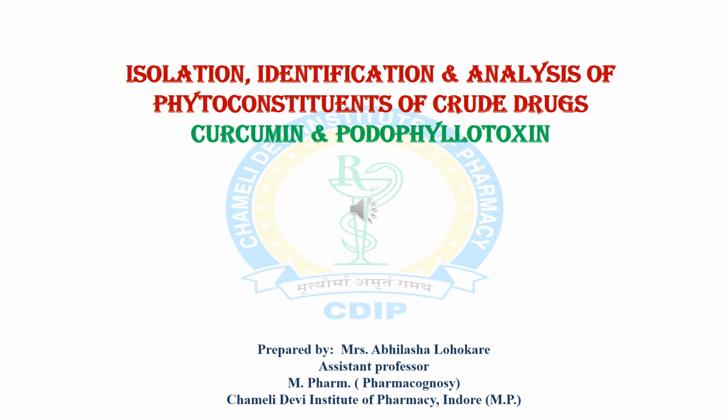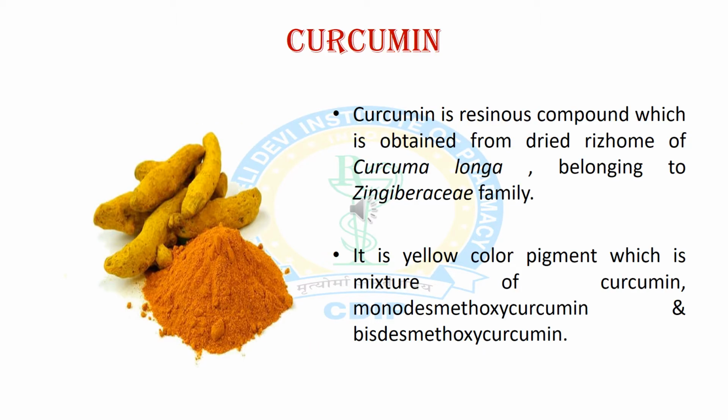Today we will discuss isolation, identification and analysis of phytoconstituents of the following crude drugs: curcumin and podophyllotoxin. First of all we will discuss the first phytoconstituent, curcumin. Curcumin is a resinous compound obtained from the dried rhizome of Curcuma longa, which belongs to the Zingiberaceae family, and it is a yellow color pigment which is a mixture of curcumin, monodemethoxycurcumin and bisdemethoxycurcumin.